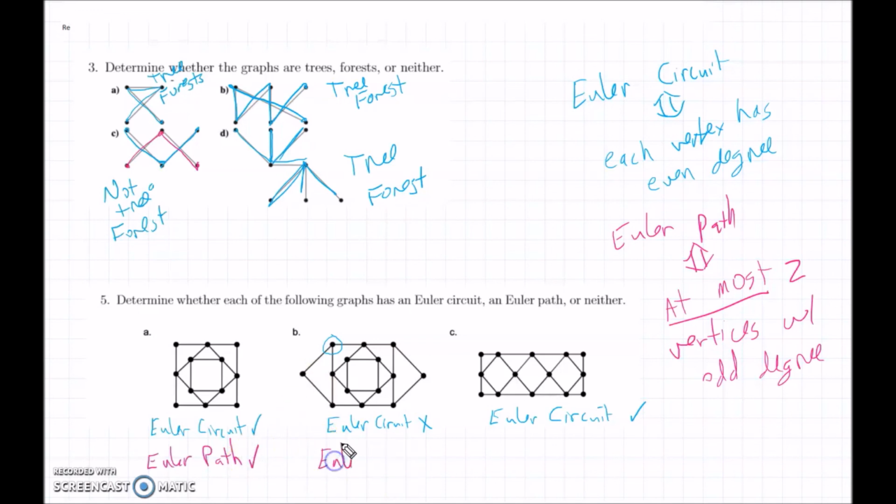Let's look at this one. How many odd degree vertices do I have? Well, here's 1, 2, 3, here's 1, 2, 3, here's 1, here's 1. So no, I have too many vertices that are odd degree. And this one, we checked it before, and every vertex had even degree, so that means there is an Euler path there.